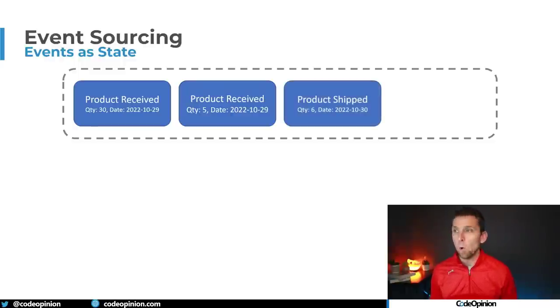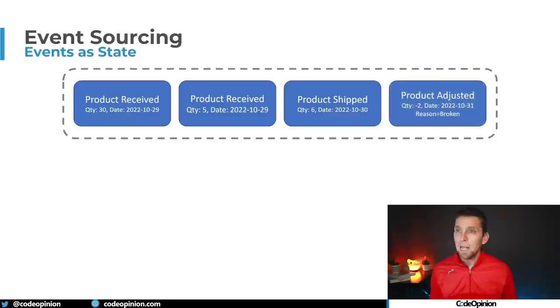Then let's say we had some orders that we had to ship out. So we shipped out an order. It had a quantity of 6. So I'm at 29. And then let's say we did a stock count, which is typical in a warehouse, counting all the particular products. And we realized, oh, two of them were broken. So we need to adjust our quantity on hand. So we should now be at 27.